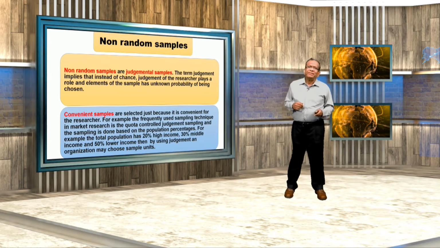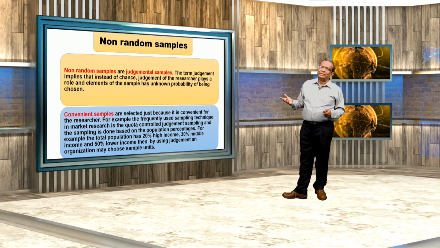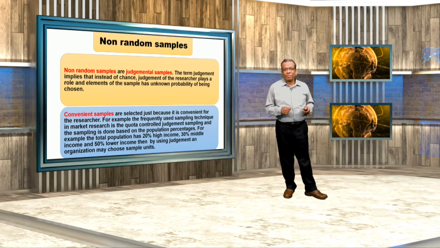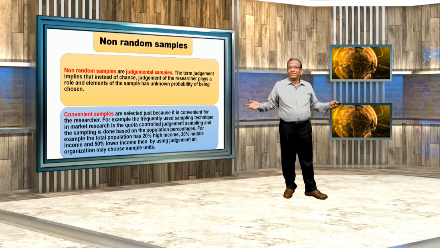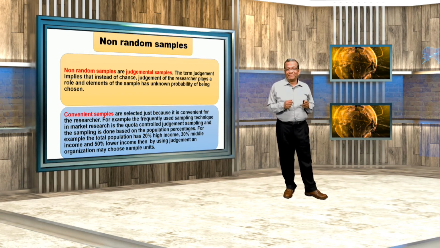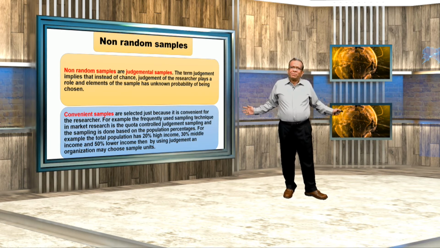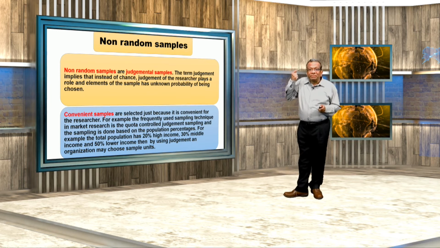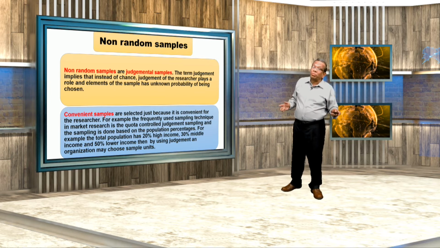Now, we have seen 3 very important random sampling methods we use based on the population characteristics. Now, there are non-random sampling techniques available for us. Non-random samples are judgmental samples. All non-random samples are judgmental. The term judgment implies that instead of chance, the judgment of the researcher plays a role and elements of the sample have unknown probability of being chosen.